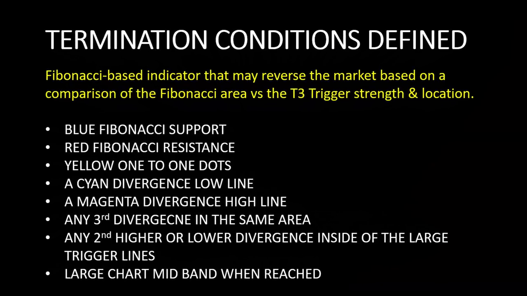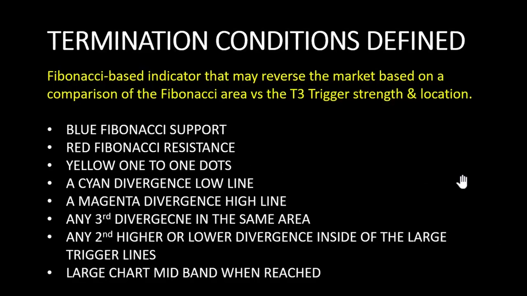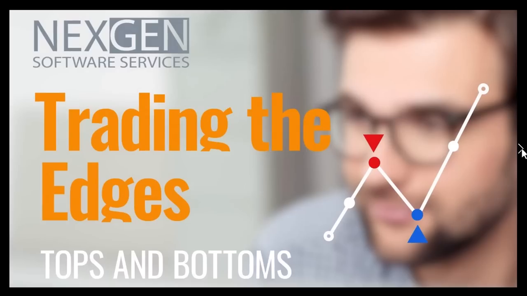Now, this is from the termination conditions slide. You know these things already, but just to go over them really quick, a termination condition is defined as any Fibonacci area that may reverse the market. And then what we're going to be doing today is if we have a divergence from a Fibonacci line, that's going to be a powerful termination condition for us.